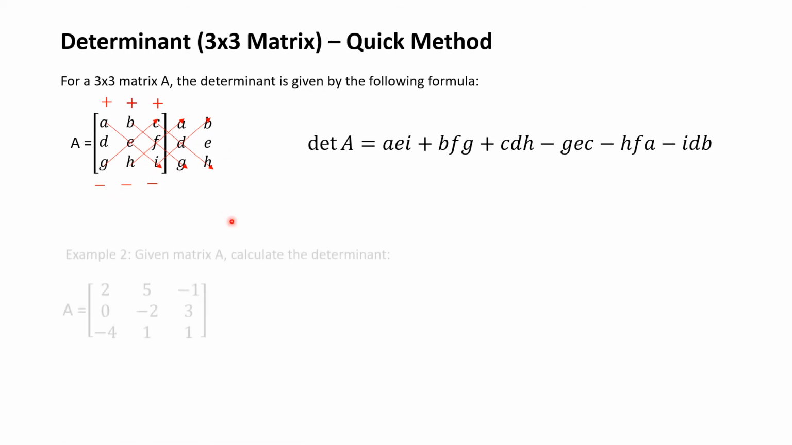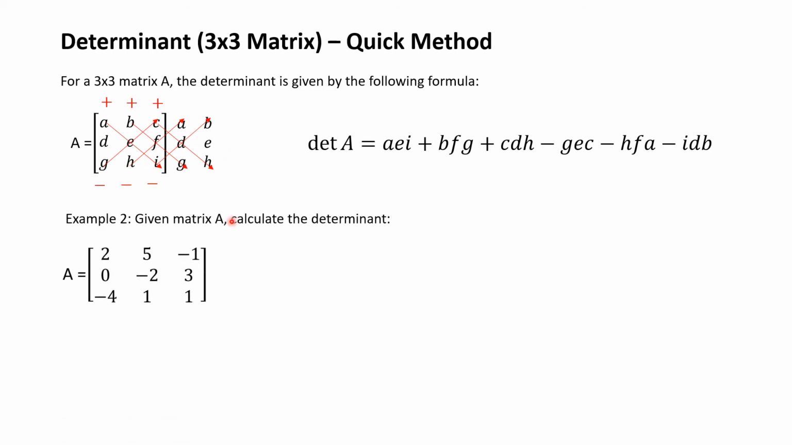Now let's look at an example. Given matrix A, we want to calculate the determinant. The first step is to write the first 2 columns, so column 1 and column 2 of matrix A, to the right. Now that we've done that, we want to calculate the products of the elements on the 6 diagonals shown up here.